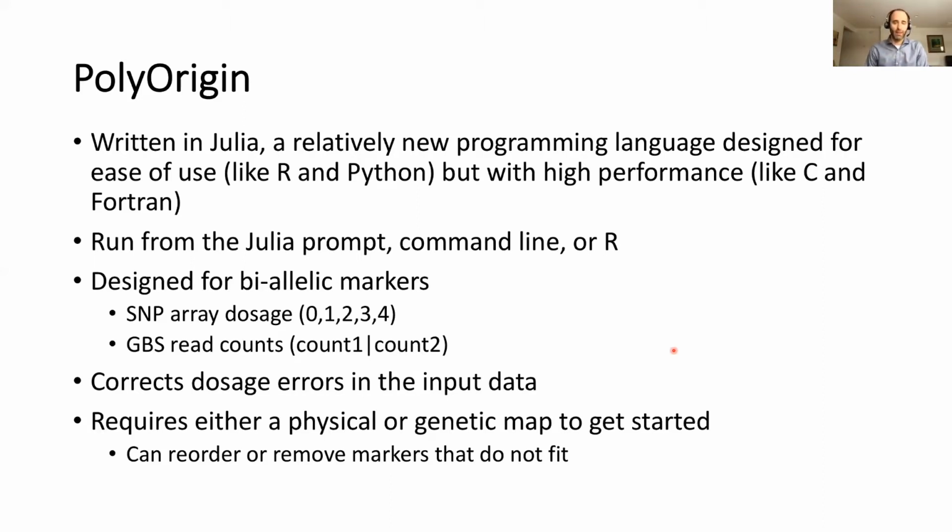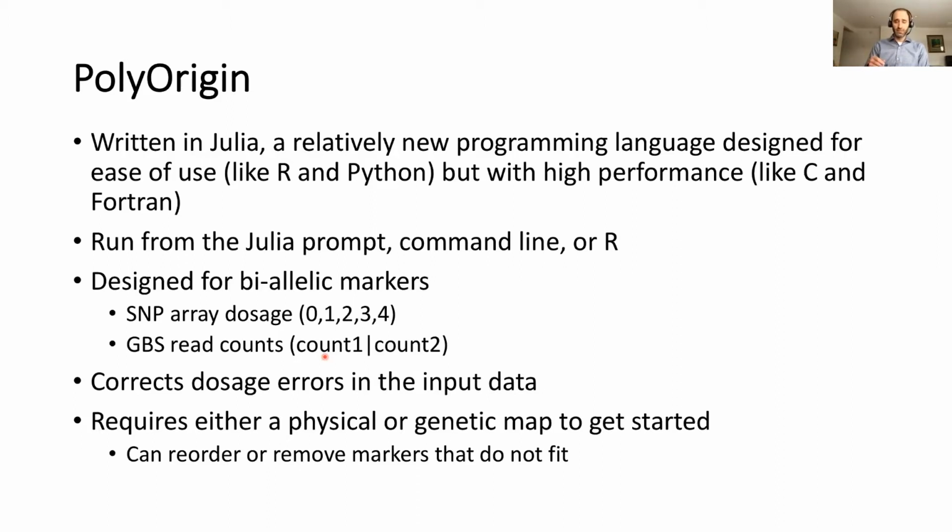It could be target capture. It doesn't really matter. But the point is that the input data is either a set of dosage calls, like in the case of the array, where you would use something like FitPoly or Supermasa to make those types of calls. If you're working with some type of sequence-based genotyping platform, the best thing is to give the allele counts directly to PolyOrigin, rather than using some other software like Supermasa or PolyRAD to make genotype calls and then allele dosage calls and then feed them in. You should use the read counts directly.